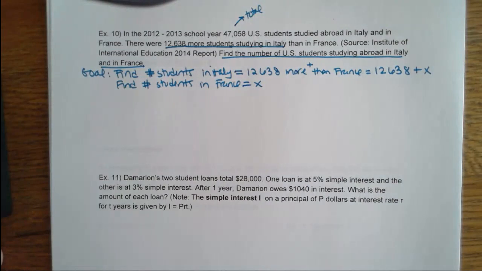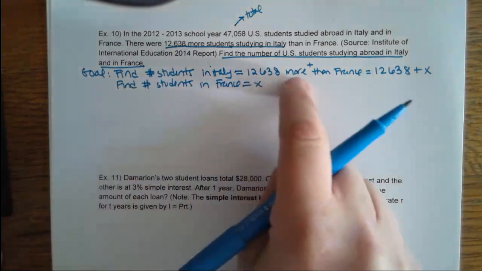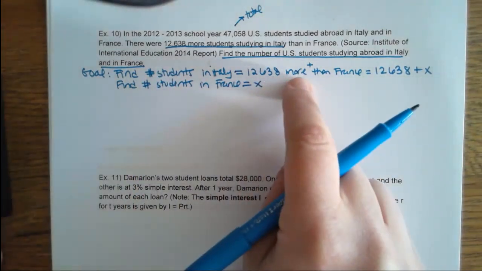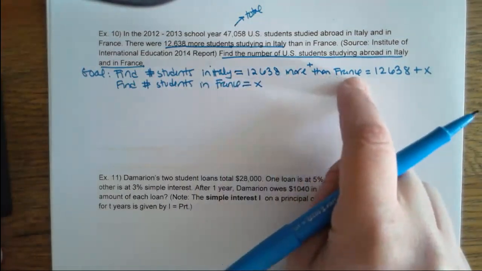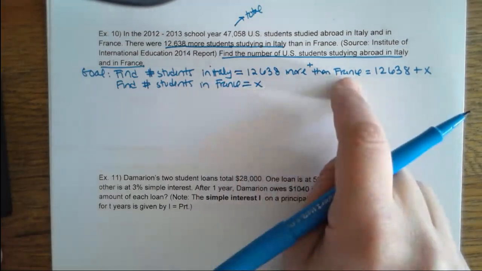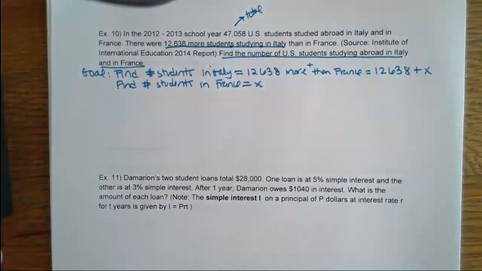So again, sometimes you may have one part that has additional information, which lets you not have to use a second variable. So here, because Italy is being compared to France, I can let France be the variable and write everything else in terms of that X.